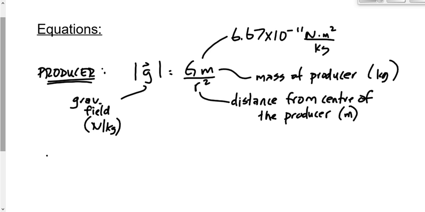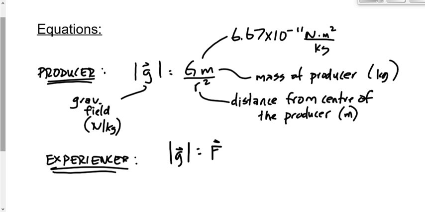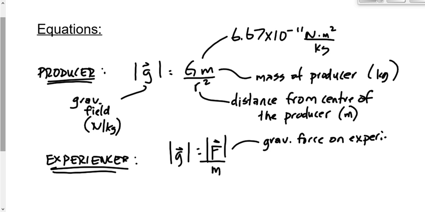Now, if we have information about the experiencer, in this case, with my example, it would be the board marker, then we're going to use this equation. G is equal to F over m. G is the gravitational field strength, once again in newtons per kilogram, or you could say meters per second squared, although now in this context we usually say newtons per kilogram, is equal to F. This is the gravitational force on the experiencer, which is the same as another term.